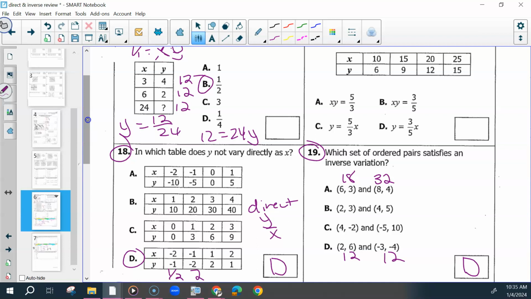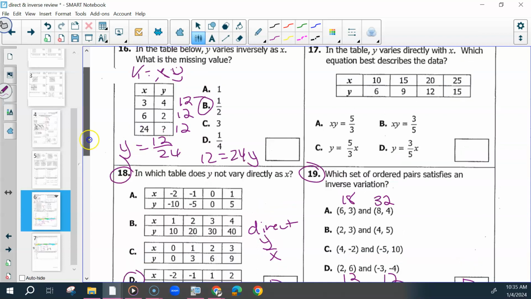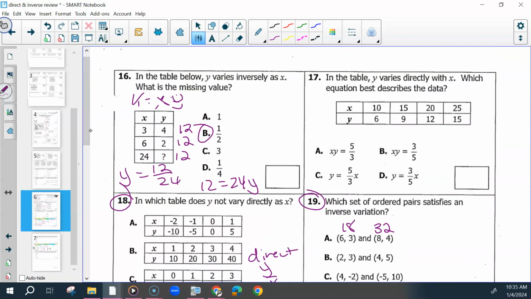Jackson, then can we do 17 real quick? On that table. Sorry, what was your question? It was on 16. So when I'm solving that for the 12, is that my k?